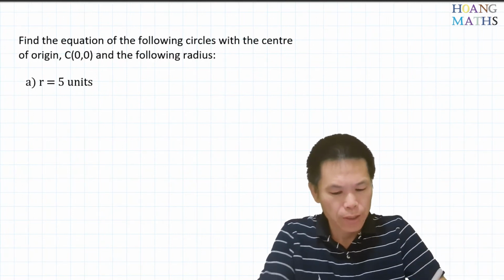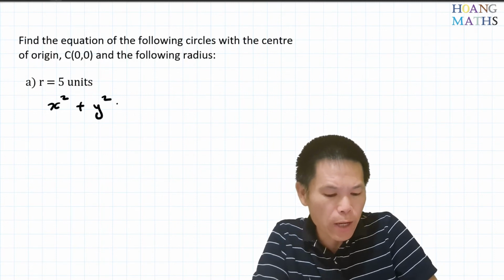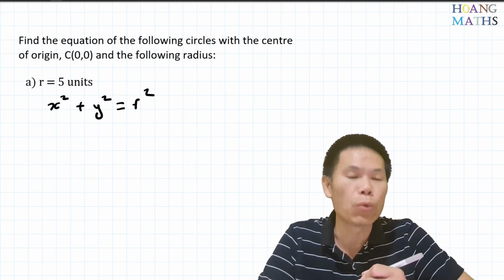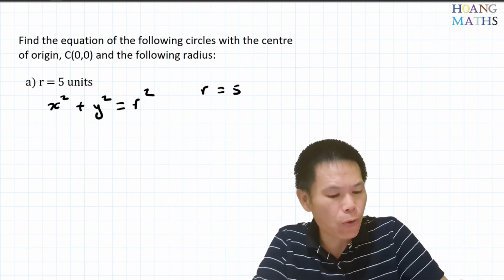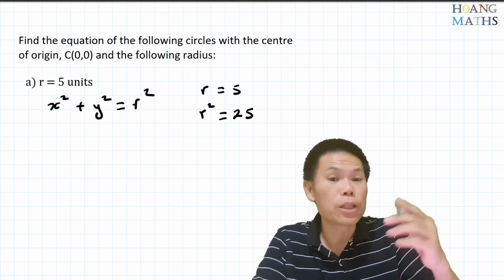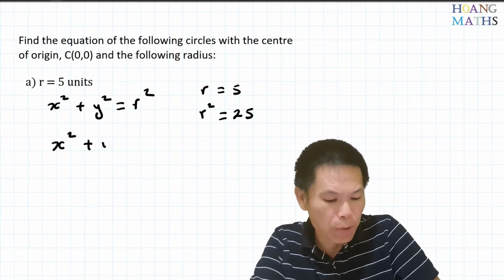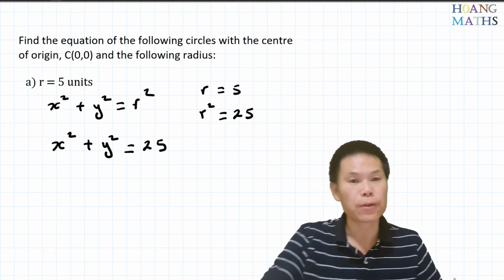First one. We know that x squared plus y squared is equal to r squared because the center is 0, 0, okay? And the radius is 5. So therefore, r squared is equal to 25. So this means that the equation of this circle here is x squared plus y squared is equal to 25.